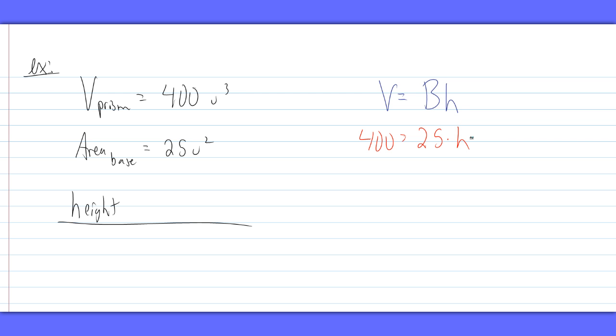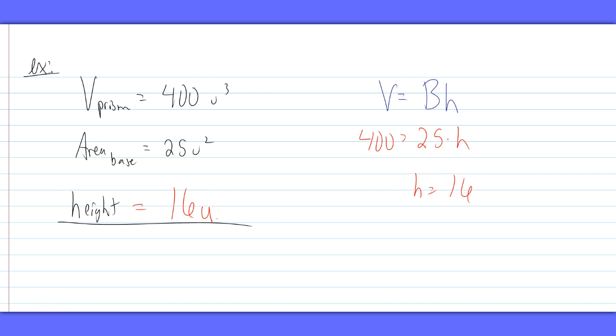Now here's the equation to solve for H. We're going to do some algebra. Take 400, divide it by 25, and you get that H is equal to 16. And because this is just the height, it's not the volume itself. The volume was units cubed. The area was units squared, but the height is just 16 units. So we use our formula, we plug in what we know, and then we do some algebra to actually find that.